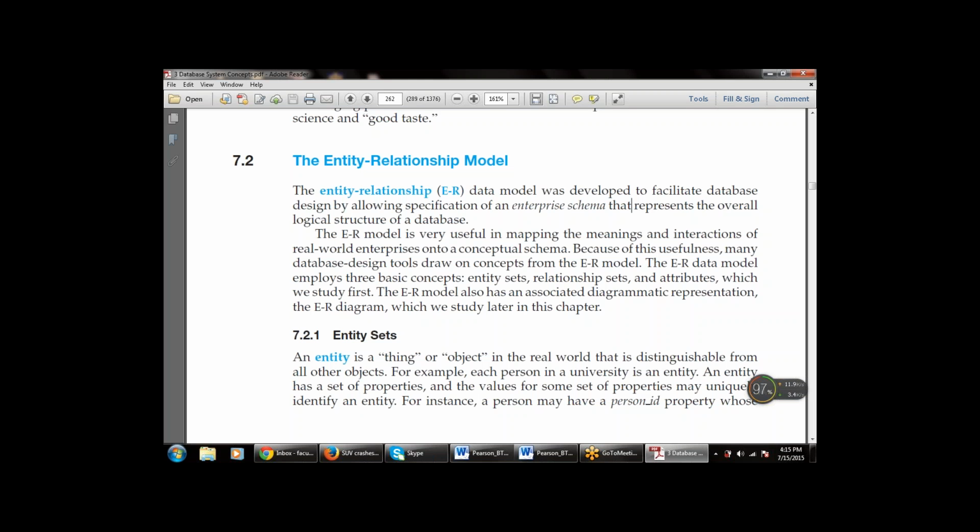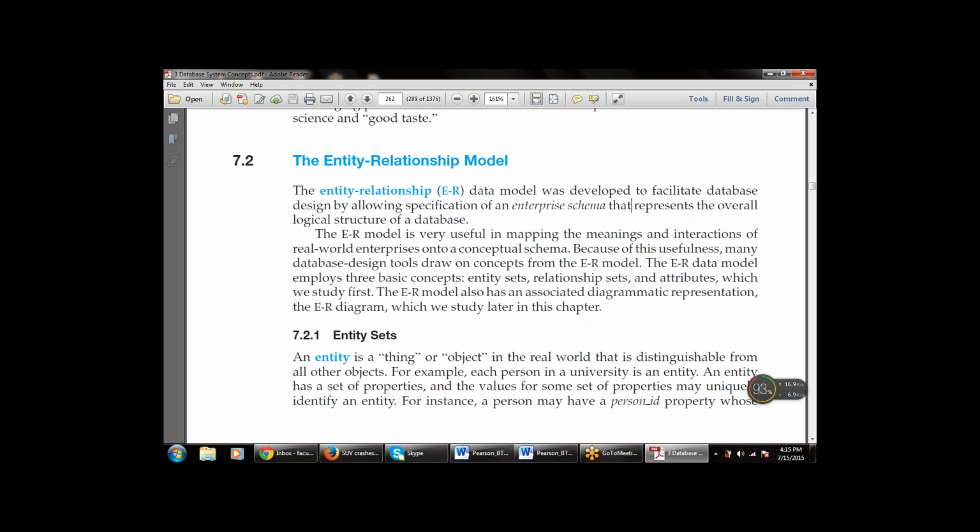The ER model employs three basic concepts. What are the three basic concepts? One is entity sets, then relationship sets, and the attributes, which we studied first. The ER model is associated with a diagrammatic representation, that is, the ER diagrams.